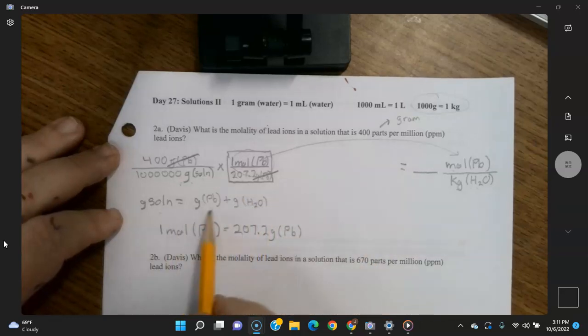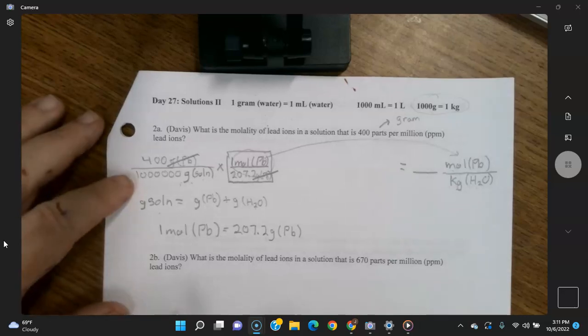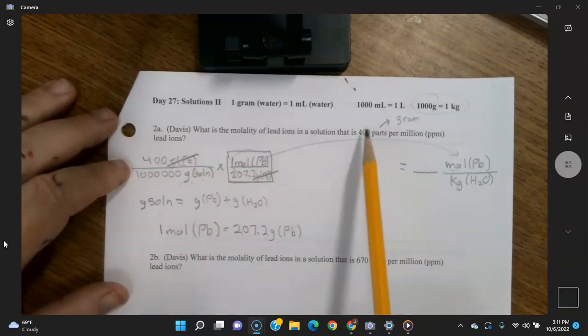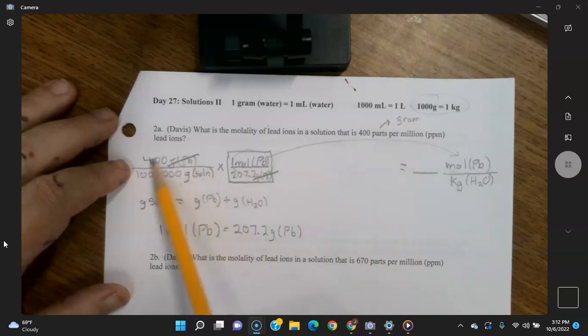So we're going to break the solution into what makes it up, which is grams of PB and grams of H2O. I want you to see the logic here. We know grams of PB. It's right here. We put it up here on the top. We just crossed out the grams, but it's grams of PB is 400. There's 400 grams of PB.